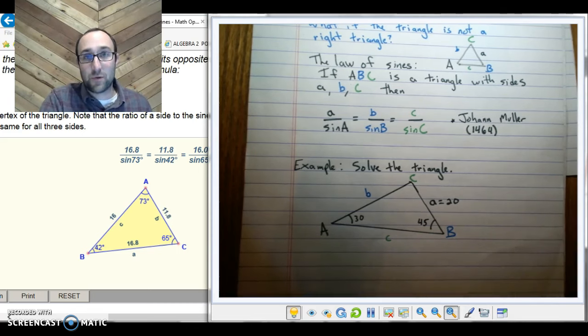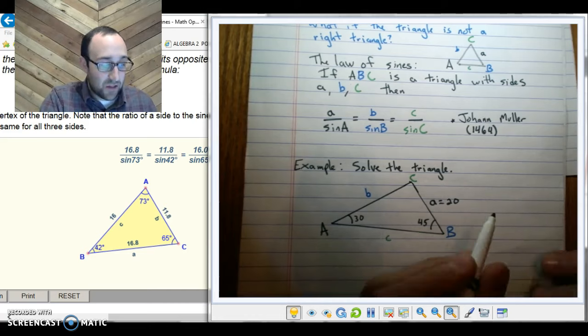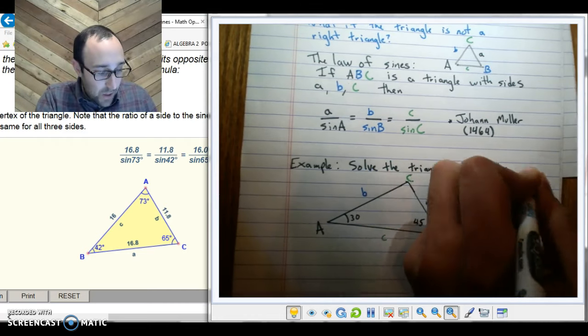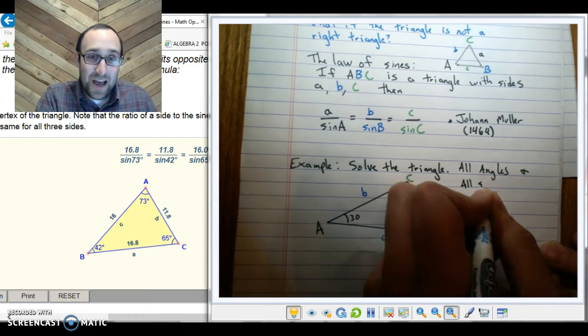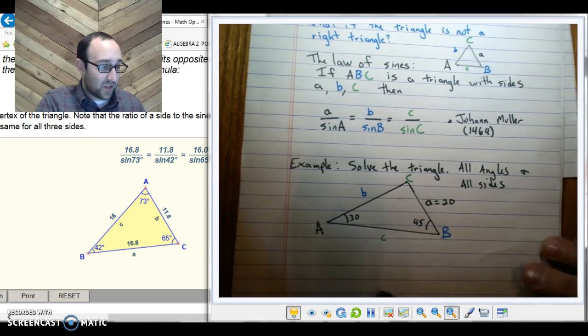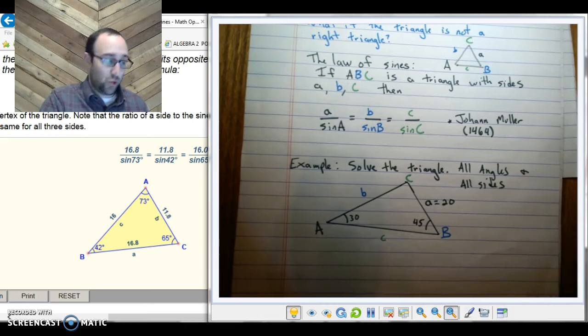If you remember from geometry, solving the triangle means I need to know all angles and all sides. All right, so we need to find all the angles, all the sides. The nice thing is I should be able to find C no problem. You know how many degrees are there in a triangle? You guessed it, 180 degrees.